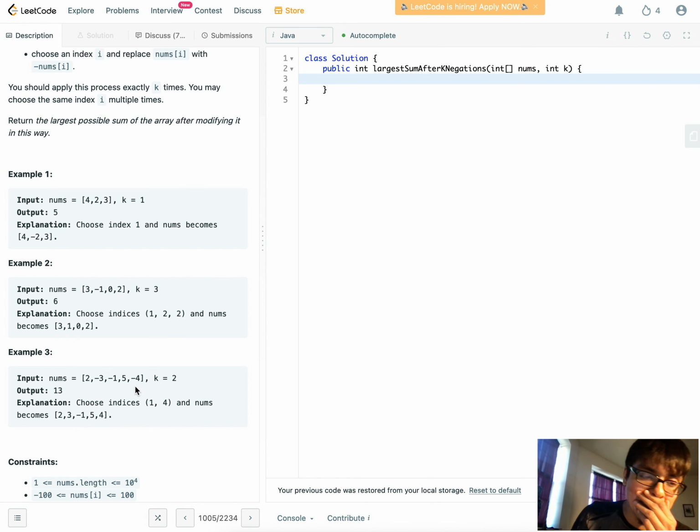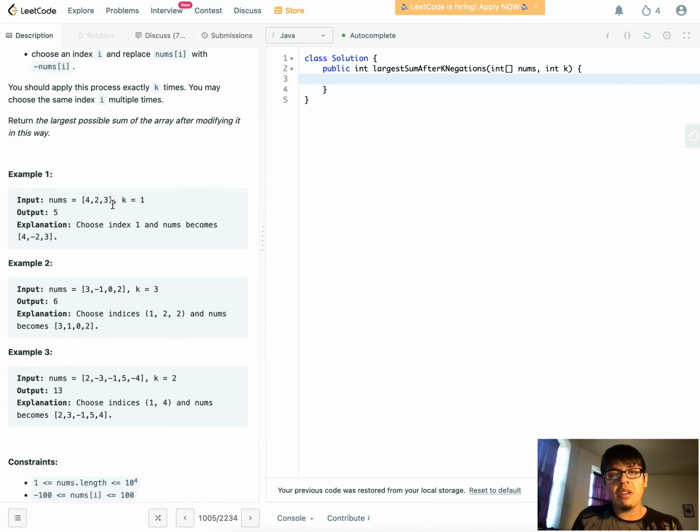Wow, now it's getting even trickier. Take a look at this for a second. What's the first thing that comes to mind? We need to look at the contributions of numbers. In the first example with 4, 2, and 3, why did we choose the index with 2? Because it was the smallest valued element. So that makes sense.